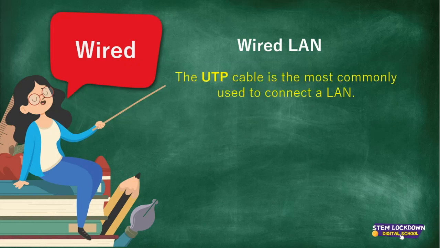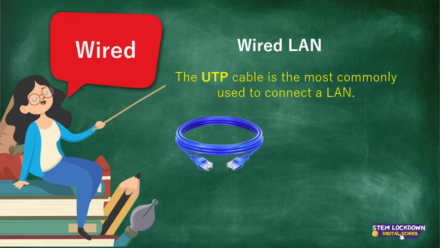Right. The most commonly used piece of hardware for a wired network is called the UTP cable, right? How does a UTP cable look like? It actually looks like that, right? So what does UTP stand for? It stands for unshielded twisted pair, right?